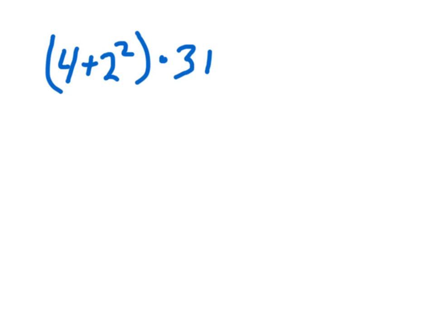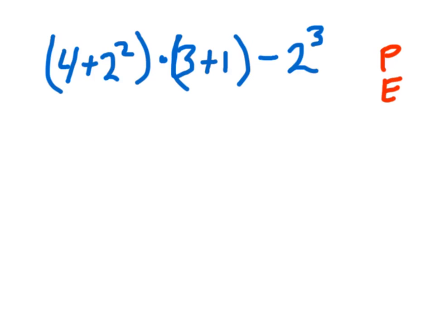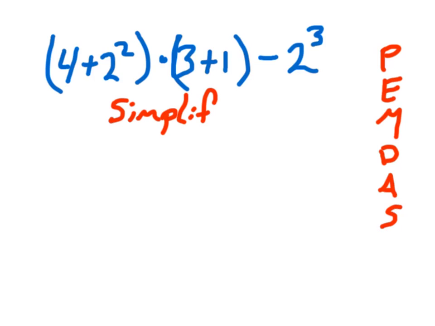So let's say we had 4 plus 2 squared, we'll put that in parentheses, times 3 plus 1, minus 2 cubed. Okay, that's a good one. Again, it would say simplify, please excuse my dear Aunt Sally, and it would probably say simplify the expression.